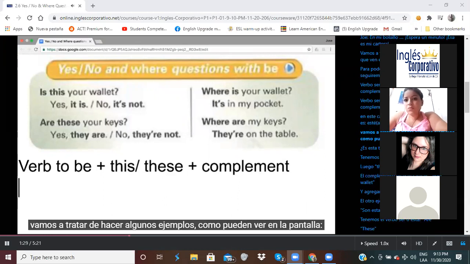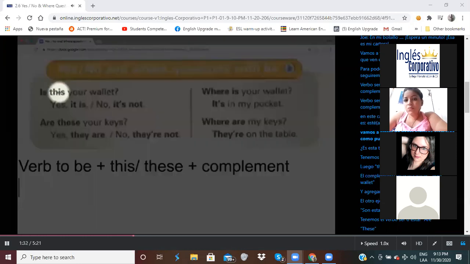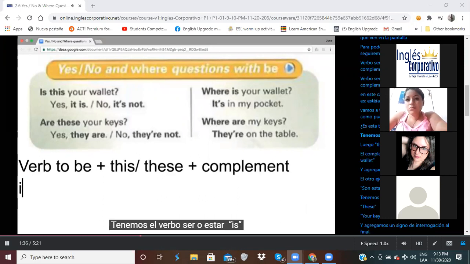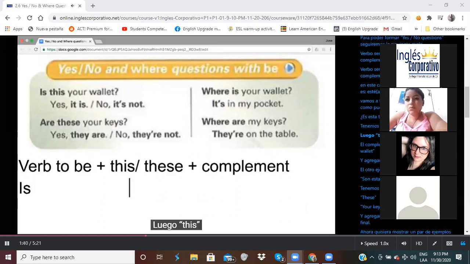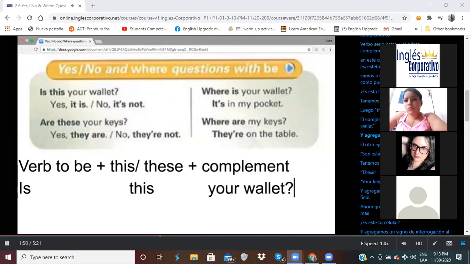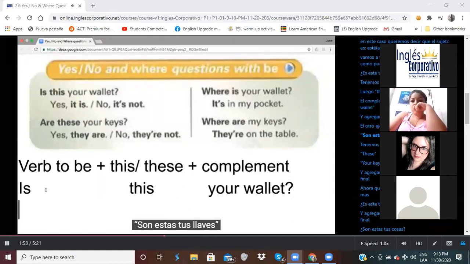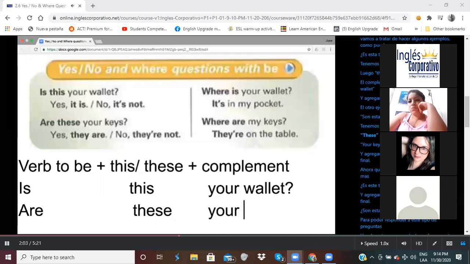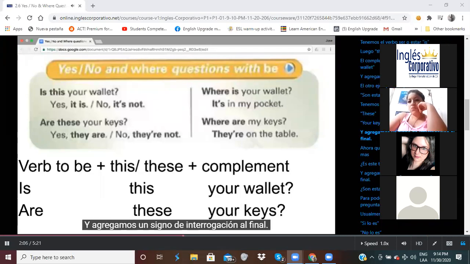As you can see on the screen, the example, is this your wallet? We have the verb to be, in this case is, and then we're going to use this. The complement in this case is your wallet. And then of course we put a question mark there. The other example that you see on the screen, are these your keys? We have a verb to be, these, your keys, and of course we put a question mark at the end.